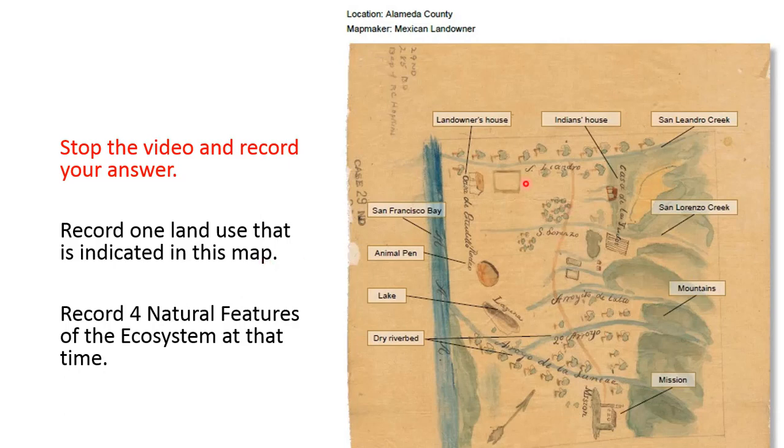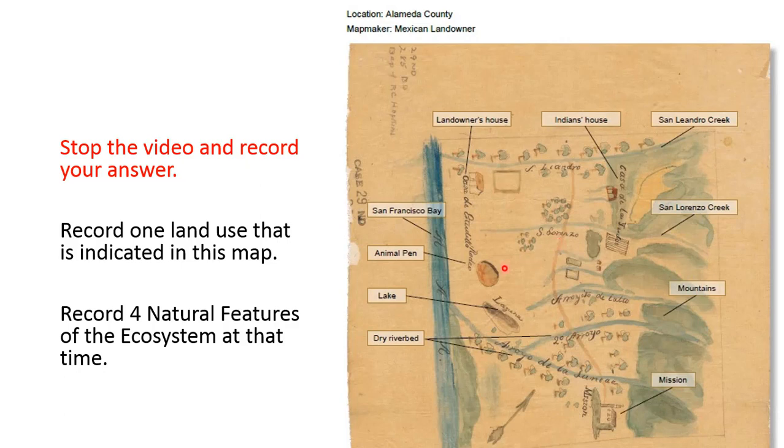So one land use, and if you look, we have a landowner's house, we have an Indian's house, we have a creek, we have another creek, San Lorenzo Creek, we have mountains, we have a mission, we have a dry riverbed, we have a lake, we have an animal pen, and we have the San Francisco Bay, which was the Sacramento or San Joaquin River. So what are some of the land uses that you see here?